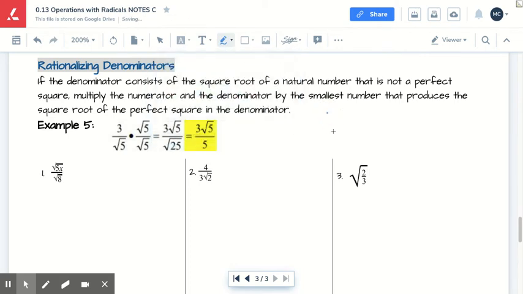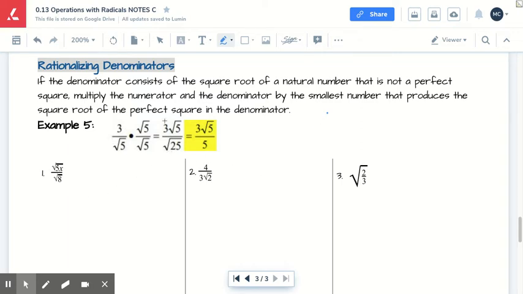Okay, for our last topic in this lesson, we're looking at rationalizing denominators. Rationalizing denominators means you're taking the denominator of your fraction and making it so that it no longer contains any radicals. So if the denominator consists of a square root of a natural number and it's not already a perfect square, you're going to multiply the numerator and the denominator by the smallest number that would produce a perfect square in the denominator.